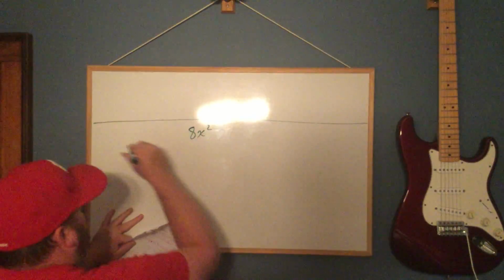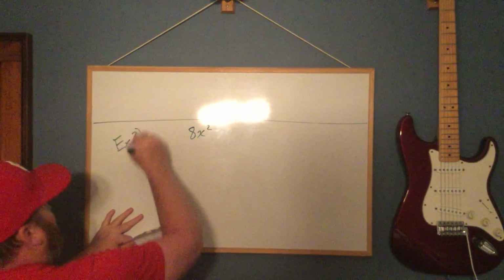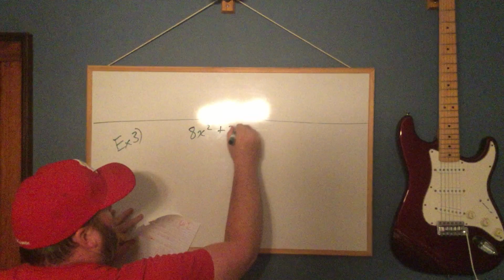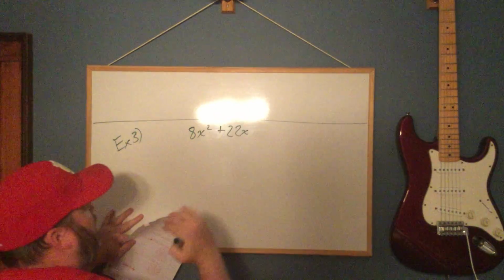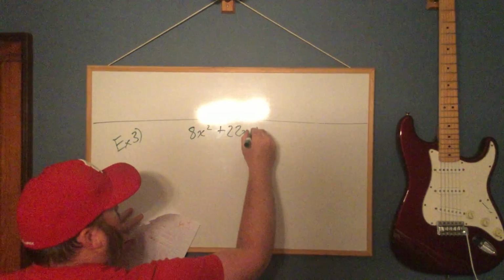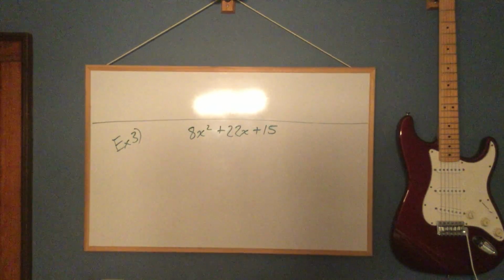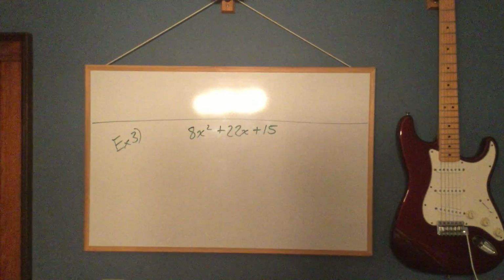8x squared, this is example 3. It does take a little more room. I hope I don't run out of room, especially since I can't use that top fourth right there, but I'll try to make it work. 8x squared plus 22x plus 15.